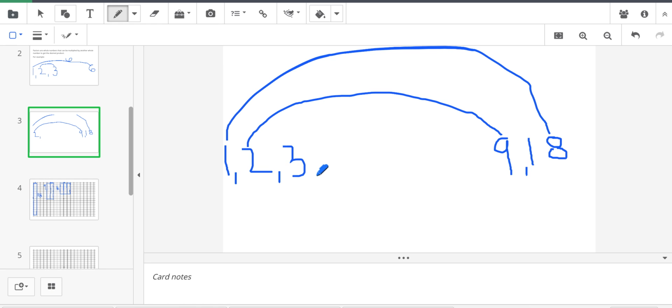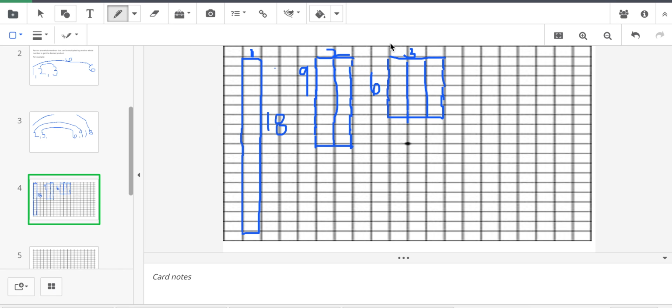3 and 6 are factors of 18. So I'm going to try and go up to number 4. So I'm going to have 4 rows. Each row is going to get that same square. So I'm going to kind of just draw ahead.